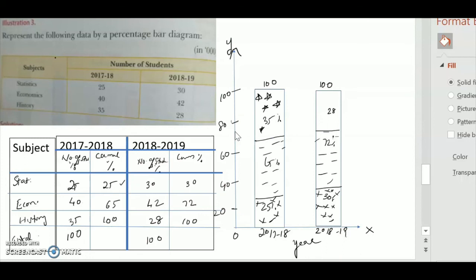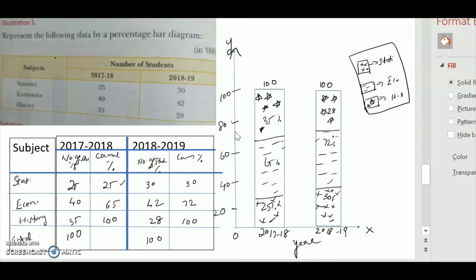Here the measurements are not correct. When you are drawing with your scale, you have to take the correct measurements. And the other important thing is you have to represent all these designs here, to make out easily which design represents which one. So this is statistics, right? The other design represents economics, and the star design represents history. This box is known as the index.